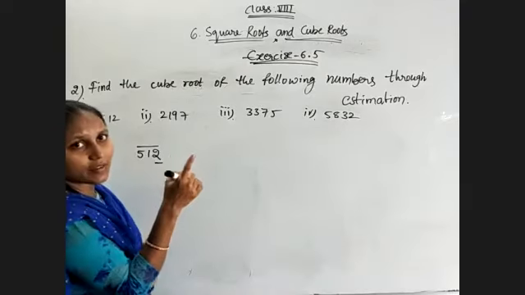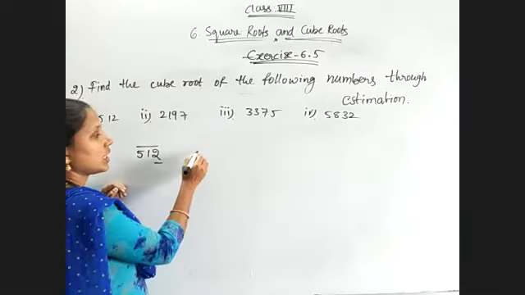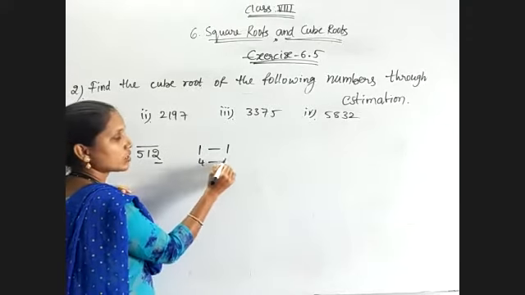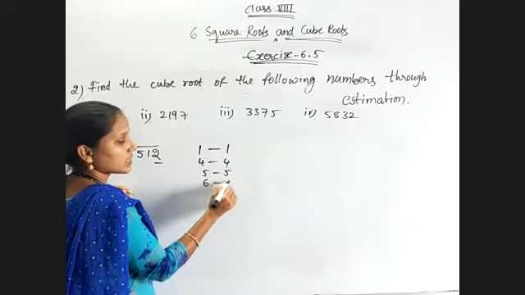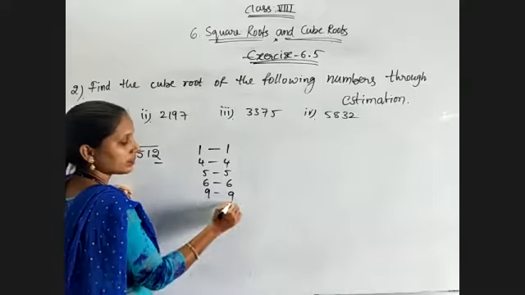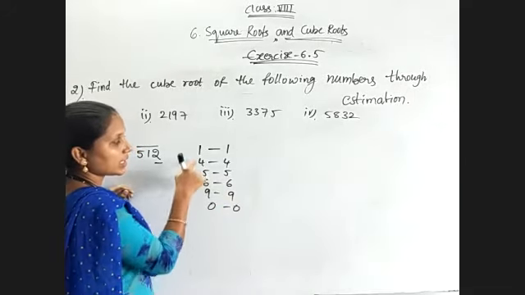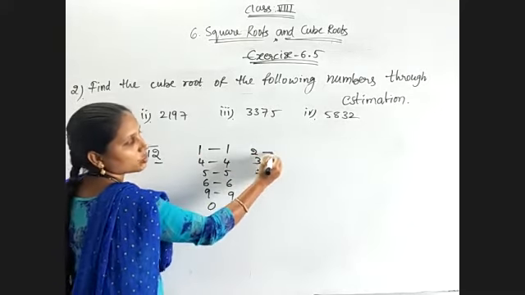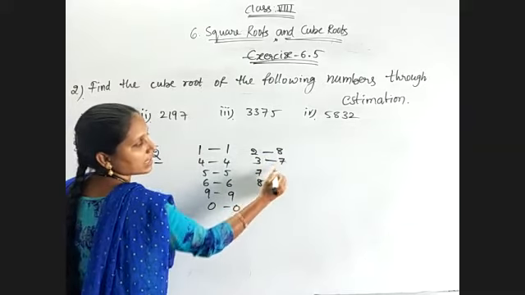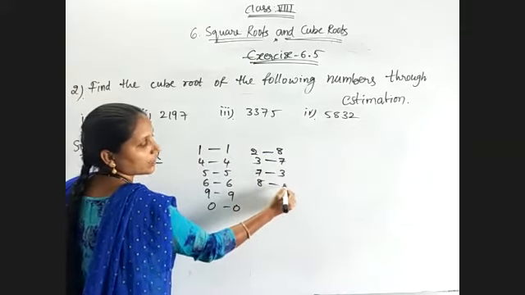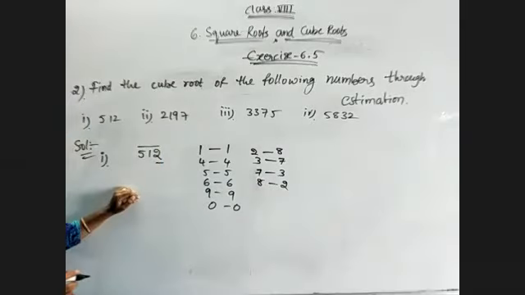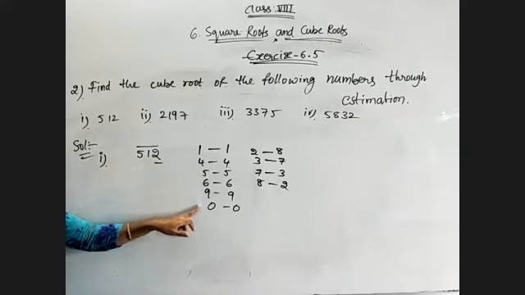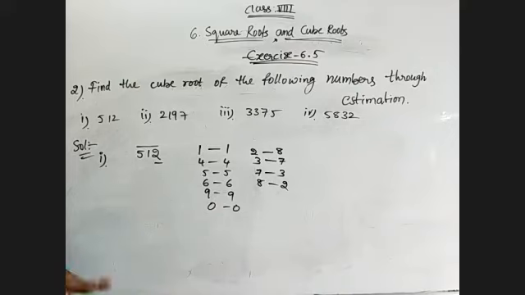So first revise the properties of a cube number. If the number has unit digit 1, its cube also has 1 only. So 4 gives 4, 5 is 5, 6 is 6, 9 is 9, and 0 also gives 0. For the remaining digits, 2 gives 8, 3 gives 7, 7 gives 3, and 8 gives 2. So just remember the unit digits we get when the numbers have 1, 4, 5, 6, 9, 0, 2, 3, 7, 8 in their unit place.